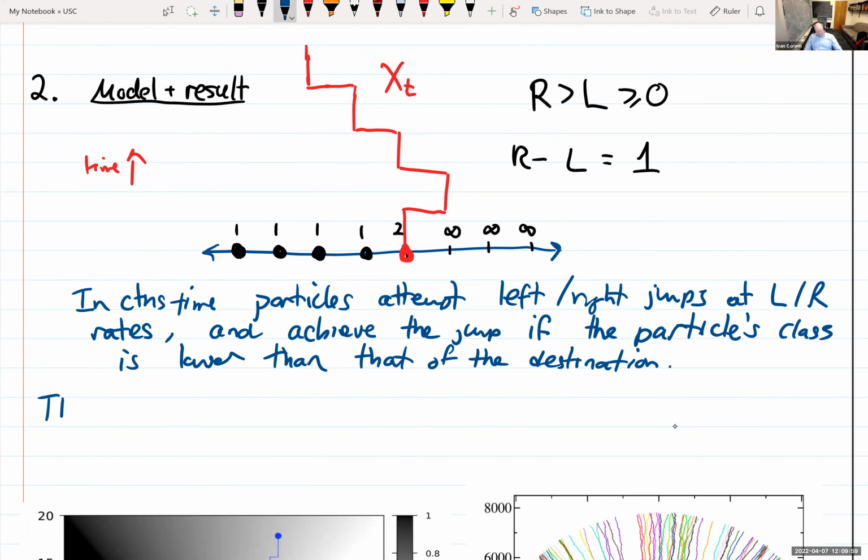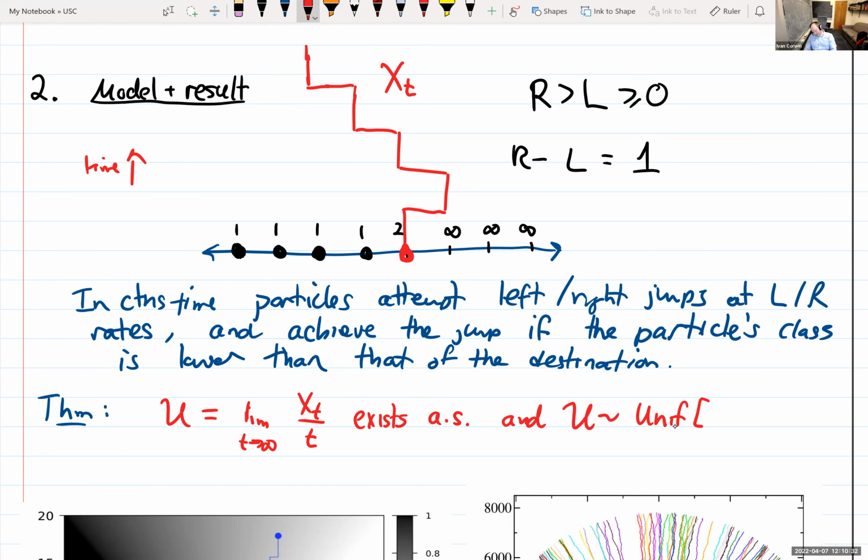So the main theorem is what I wrote before. If I look at the limit as t goes to infinity of X_t over t, this is of course random. The trajectory the second class particle takes is random. But if I divide by t, it satisfies a law of large numbers, almost sure. But the limit that it converges to almost surely is itself random and distributed as uniform on -1, 1.